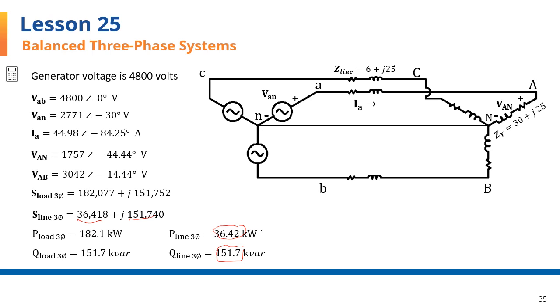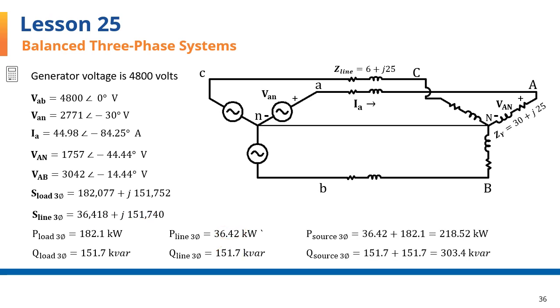The source power can be found by summing the real parts here, of the load and the line, and the reactive parts of the load and the line powers, and that's done here. For source real power, we have line real power plus load real power, and it comes to 218.52 kilowatts. We add the reactive parts from load and from the line, and that comes to 303.4 kilovars.